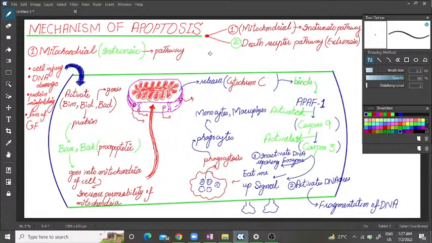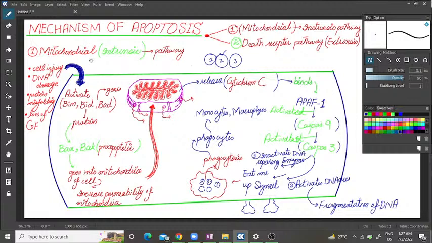Means if we have these three cells, cell number 1, cell number 2 and cell number 3, and cell number 2 is going to be apoptosed, cell number 1 and 3 will not even know what is happening around cell 2. So this is a very controlled and tight process of apoptosis, and it is associated with no inflammation. No inflammation is associated with the apoptosis pathway.